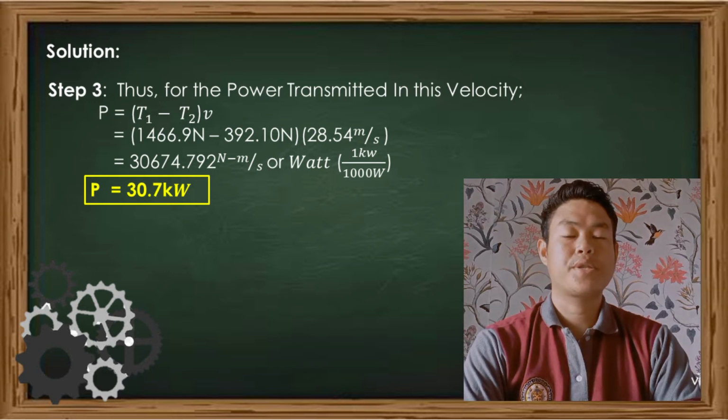Thus, for the power transmitted at this velocity, P for power transmitted equals T1 minus T2 multiplied by V for velocity.